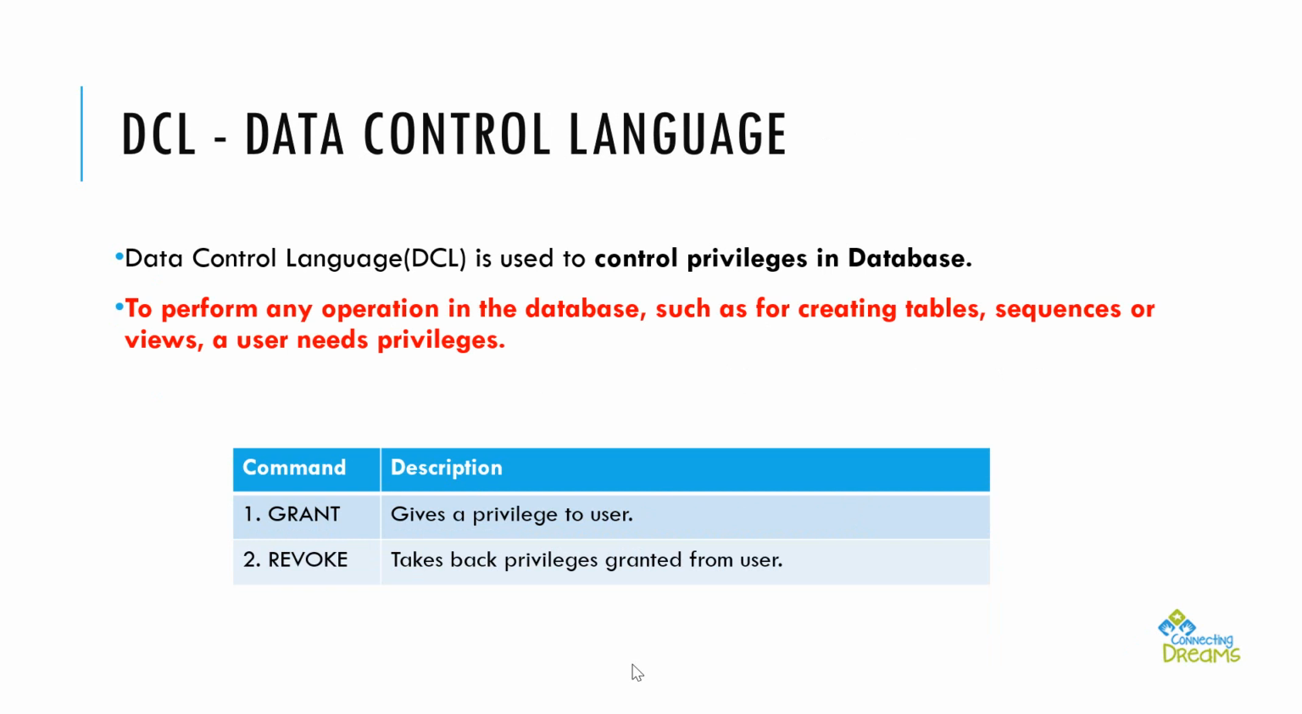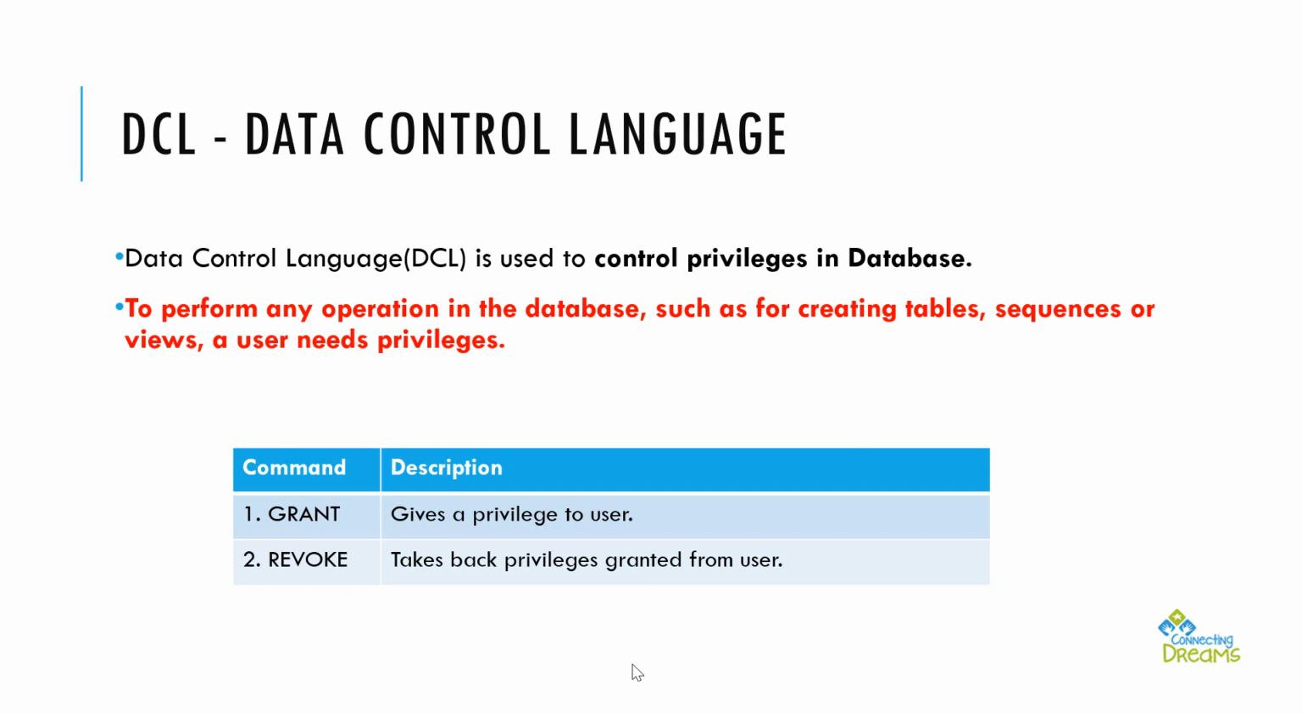Now next is data control language. Data control language is used to control privileges in database. To perform any operation in the database, such as for creating tables, sequences, or views, a user needs privileges. Privileges are of two types: system-based privileges and object-based privileges.